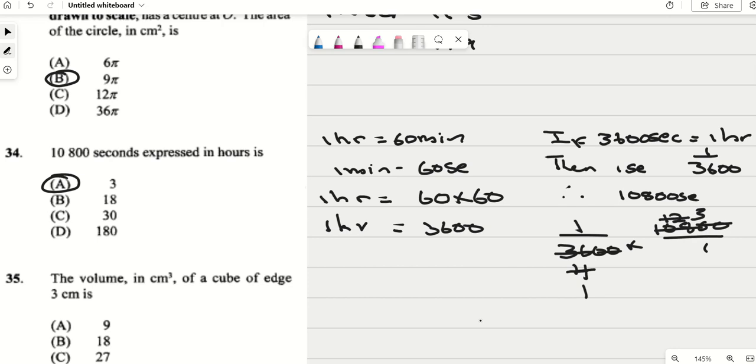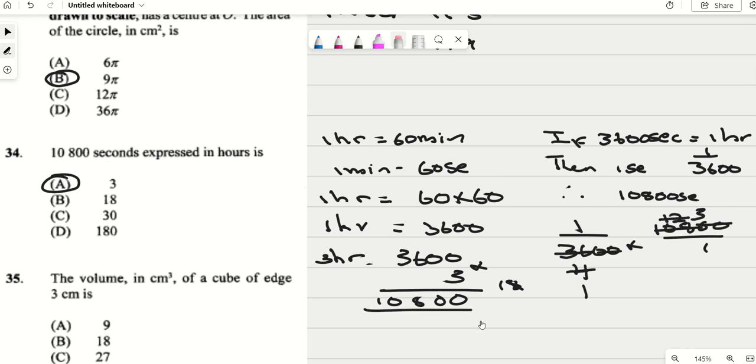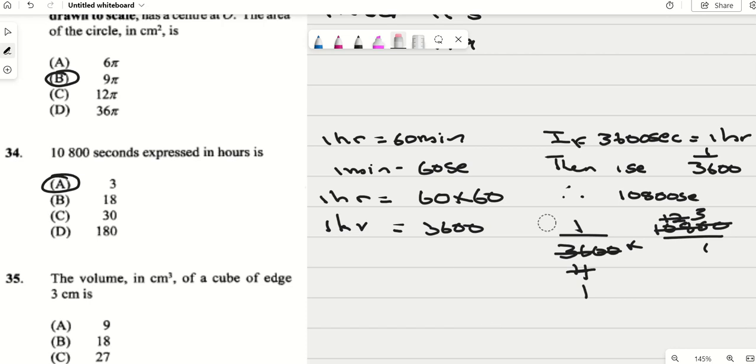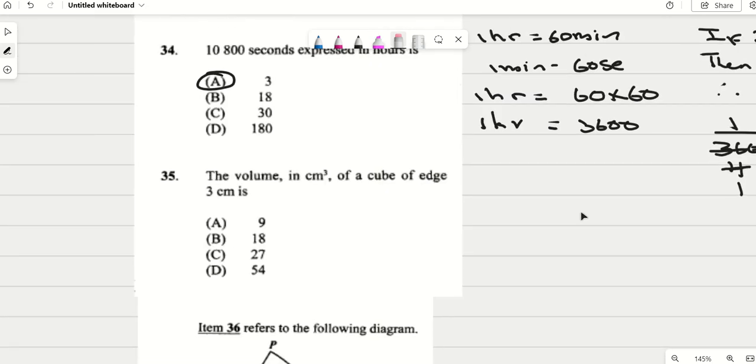Or guys, you could have used the options here. When you see 1 hour is 3,600 seconds, you could have just said, well, let's try option A. If it is 3 hours, we're supposed to get 10,800. So that's 3,600 multiplied by 3. 3 3s are 9, 10. So you got back your 10,800. So you know 3 hours would be your answer. Instead of doing all of this, you could have used the options that they give you to see where you get back your answer.